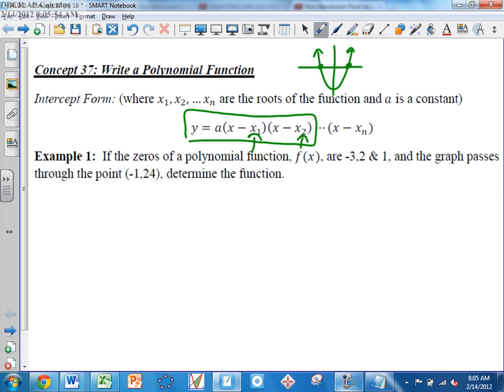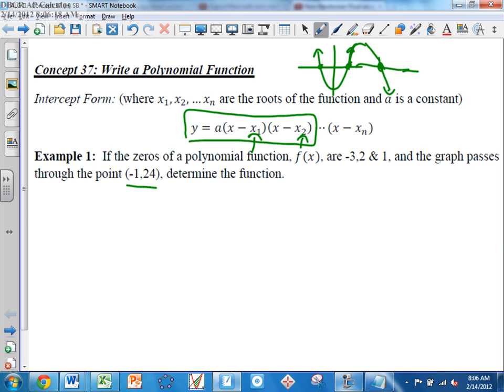Well, now we don't have quadratics anymore. Now we might have something like a cubic where it comes back around. Well, how do you account for the third root? You put a third factor in. So this is x to the n, where n is the number of roots or the number of factors. So if you had 7 different roots, you would have 7 sets of parentheses here. And then you would still do the same process. You would plug in the given point, so plug in whatever point is given and solve for a.